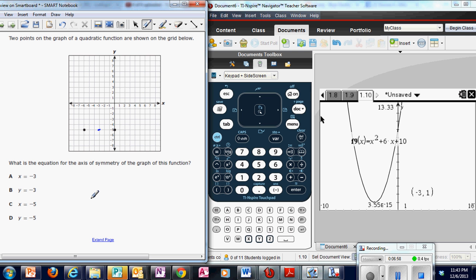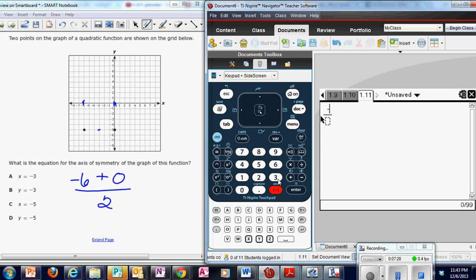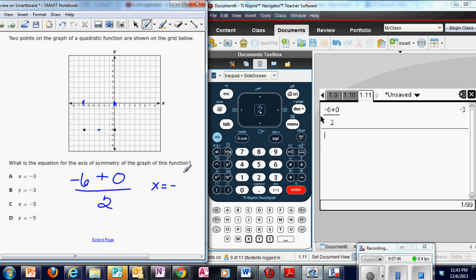You really don't have to have the calculator here, but if they weren't values that you could use easily, say fractions and decimals, you take that x value, -6, and 0, you add them and divide it in half because it's in the middle. So I'm going to insert a calculator page, say control divide, -6 plus 0 divided by 2, and that gives me a -3. And it is x equals, that formula which is not on your formula chart, x equals negative b over 2a.